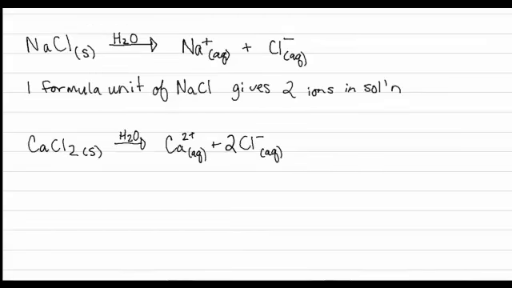If we assume that 100% of this compound dissociates, that means all of the ions, all of the calcium, all of the chlorine separate from the others as it dissolves, you can use mole ratios to determine how much of each aqueous ion is produced.